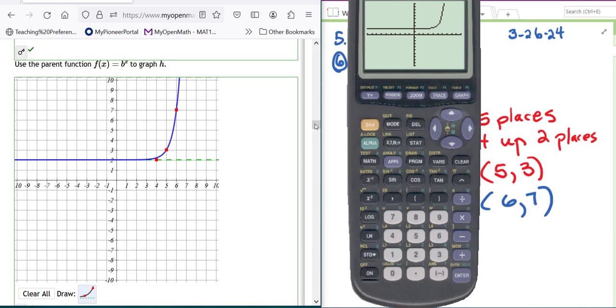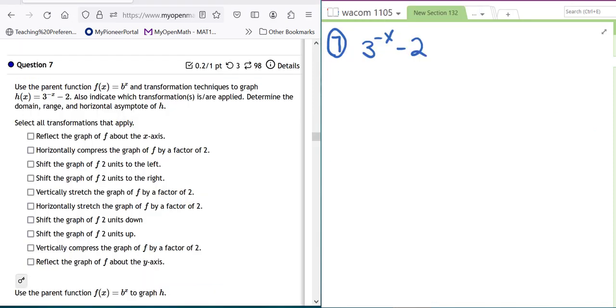Okay. All right, so I am going to pause the video there. I'm going to go ahead and look at question 7. And this one, another graph. It has 2 things done to it. First of all, our parent graph would be 3 to the x. This one has a horizontal reflection, this negative x here. That means it flips across the y-axis.